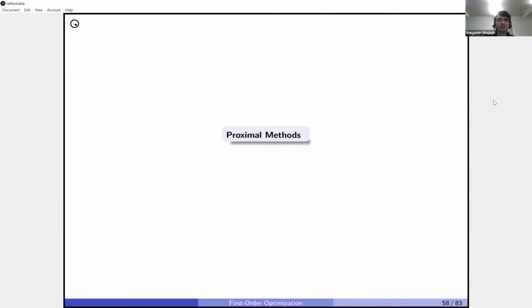Okay, so in the last session we talked about first order methods, stochastic gradient descent, and also backpropagation. But now one other category of first order methods is left, which are the proximal methods. So what are the proximal methods? Definition.